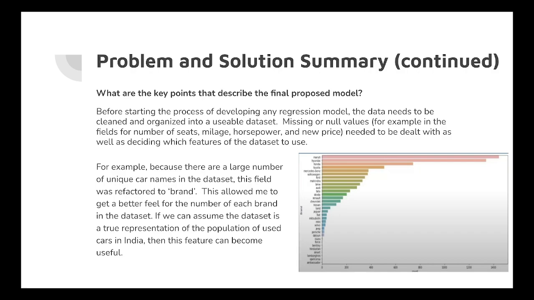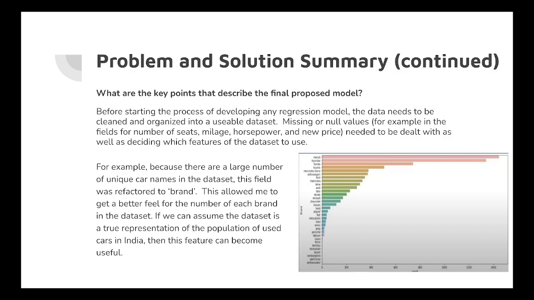So what are the key points that describe the final proposed model? Before starting the process of developing any regression model, the data needs to be cleaned and organized into a usable data set. Missing or null values, for example, in the fields for number of seats, mileage, horsepower, and new price, needed to be dealt with, as well as deciding which features of the data set to use.